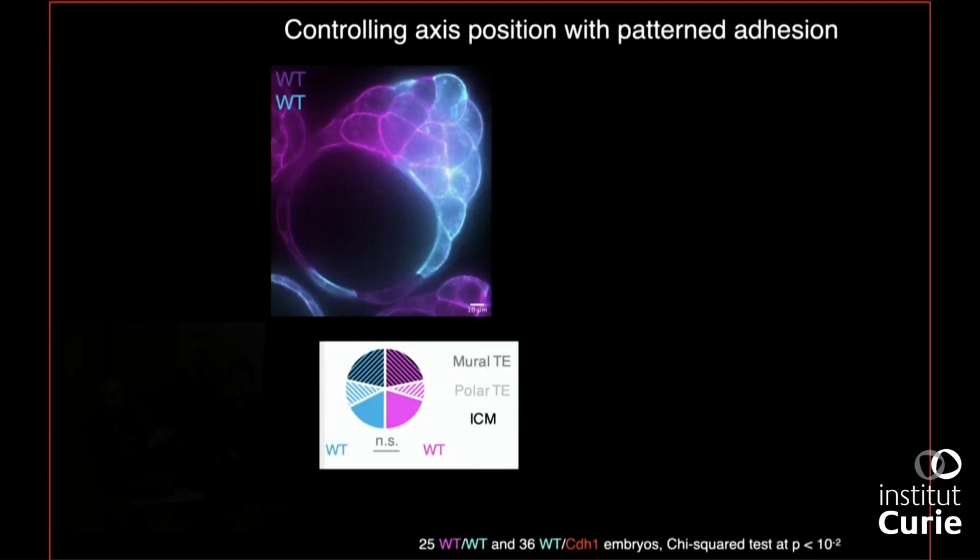And so here, this is a chimeric embryo with wild-type and wild-type, okay? And what we see is that the lumen forms somewhere, and here this is quantified. So half and half are going into the ICM. So the inner cell mass is composed of both wild-type cells. Then we have two types of trophectoderm, okay? There's a trophectoderm which is lining the lumen, which is called the mural trophectoderm. And then we have the trophectoderm which is lining the ICM. And this one is called polar trophectoderm. And we see no bias between the two different wild-type cells.